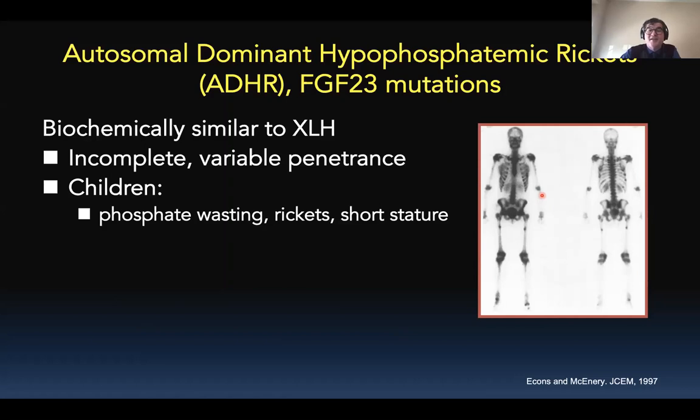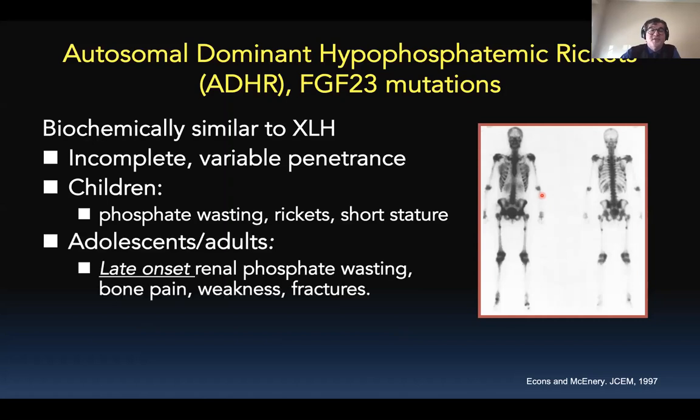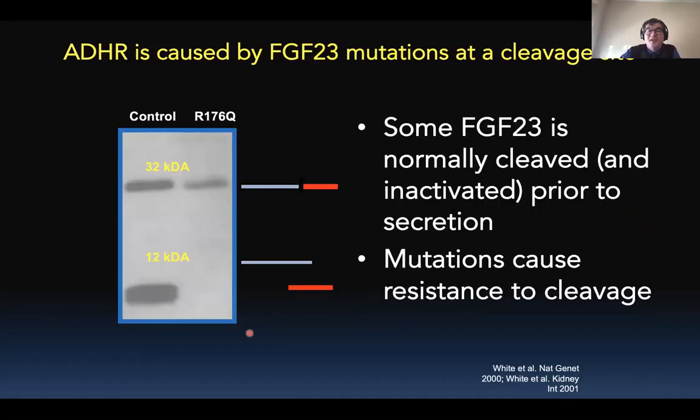And what I mean by that is sometimes patients develop phosphate wasting and rickets and all of those manifestations as children. Sometimes they are completely normal while they're growing, and then as adolescents or adults develop late onset renal phosphate wasting and symptomatic osteomalacia, and they can actually be very severe when they have those symptoms. And it can be waxing and waning.